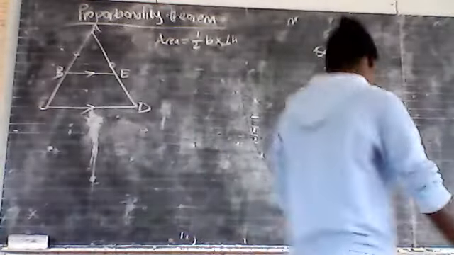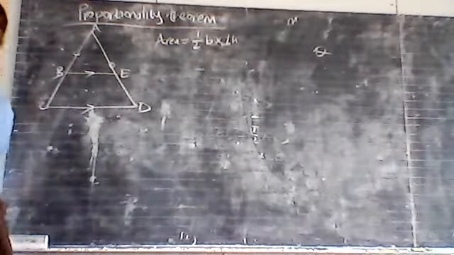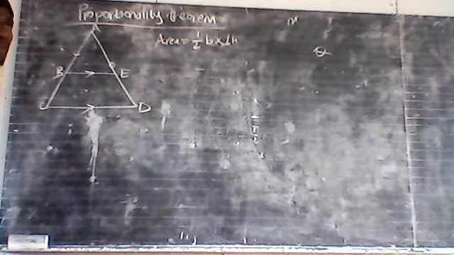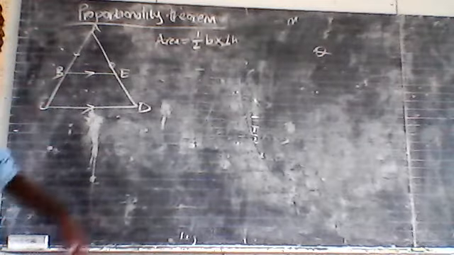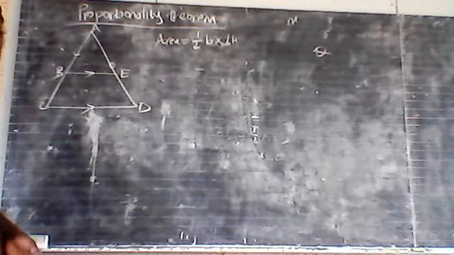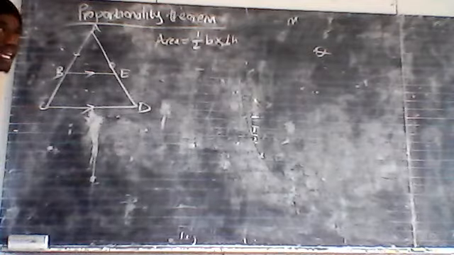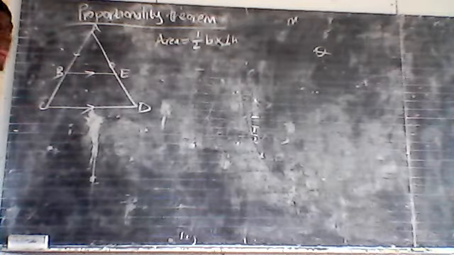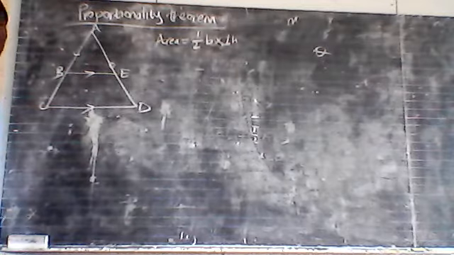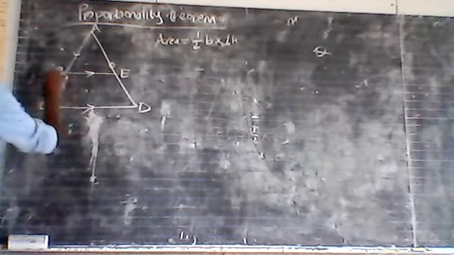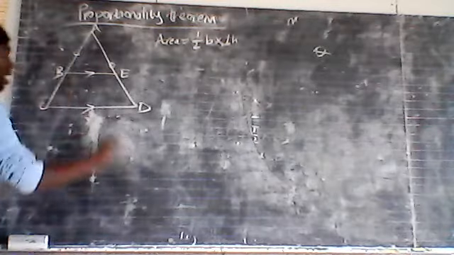So what does this proportionality theorem actually talk about, guys? It goes like this. The proportionality theorem states that a line that is parallel to the third side of a triangle divides the other two sides of the triangle proportionally. I'm going to say that again. A line that is parallel to the third side of a triangle divides the other two sides of the triangle proportionally.